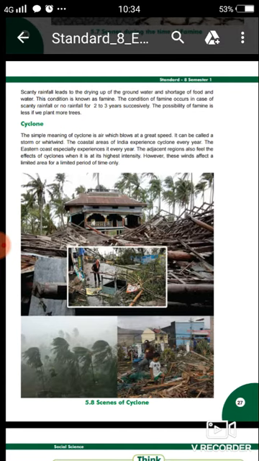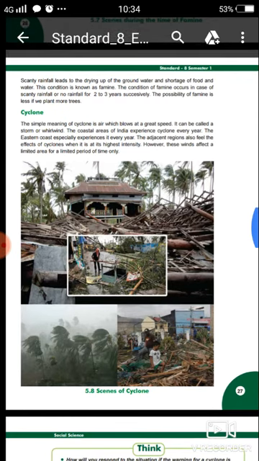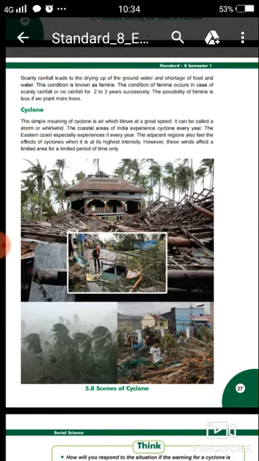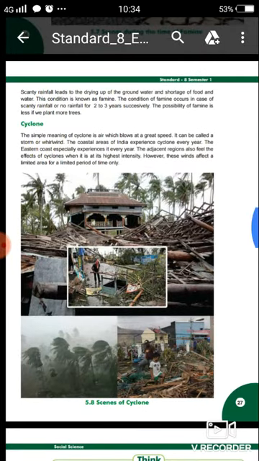So what is the effect of cyclones, dear students? These cyclones are known by different names in different parts of the world. They are known as hurricanes in North America, typhoons in South China Sea, cyclones in India and willy-willies in Australia. These are different names for cyclones in different parts of the world.